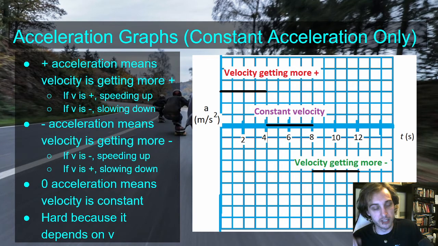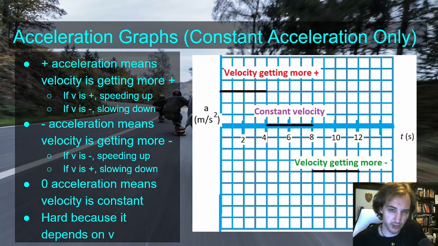So acceleration graphs, and we're only going to deal with constant acceleration graphs in this class, are kind of like velocity graphs, but it's like one extra layer of it being a rate of something. Because acceleration is the rate of change of velocity, what you see when you're looking at an acceleration graph isn't the way that it's currently moving. What you're seeing is the way that it's trying to move more in.